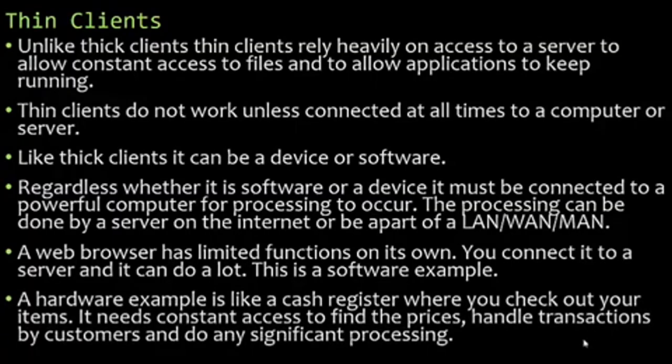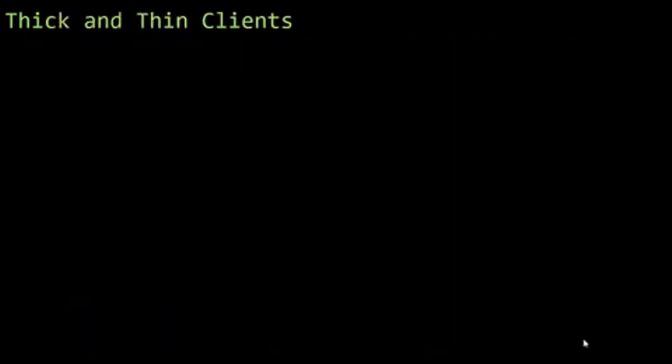Now, a hardware example is like a cash register where you check out your items. It needs constant access to find the prices, handle the transactions by customers, and do any significant processing. When you ring up an item, it doesn't magically know how much it costs. It's looking up that item in the database. Well, it has to be connected to that. That is what a thin client is.